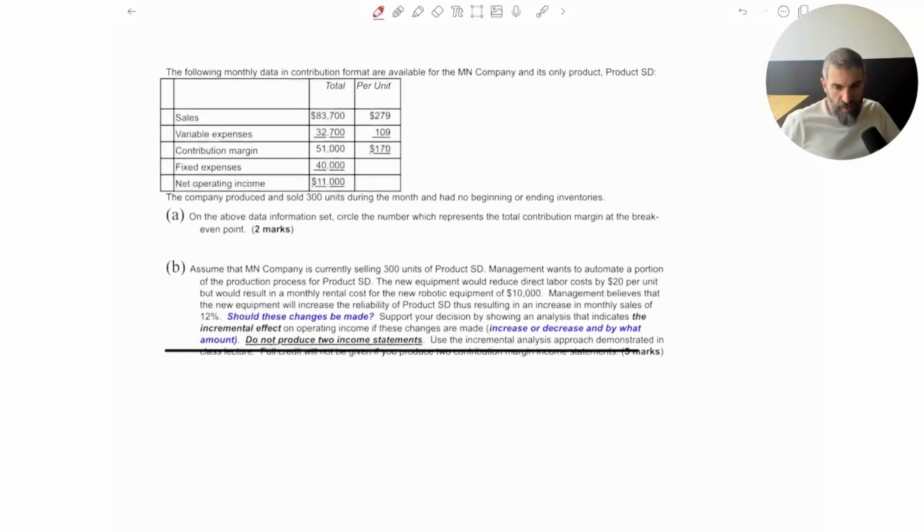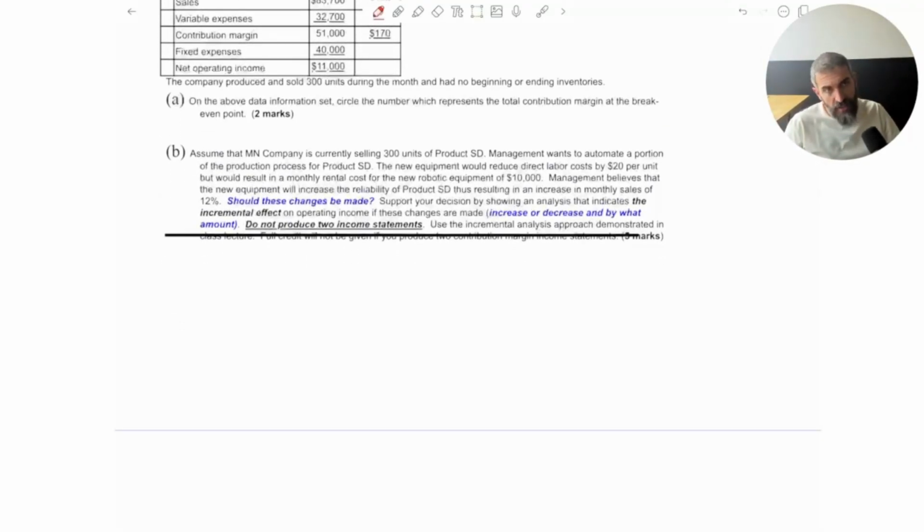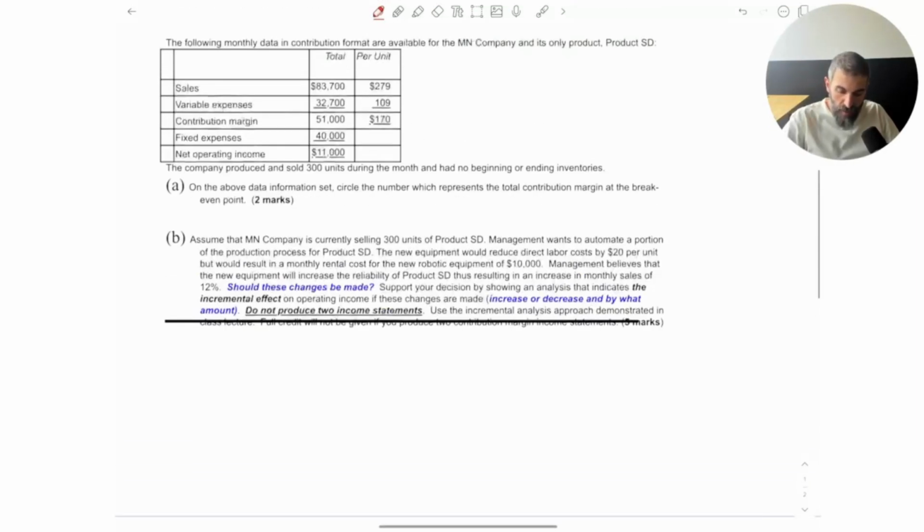Hey, so an incremental analysis is actually part of a different chapter, but I can show you very quickly. Incremental analysis is basically when you try and figure out the effect on profit by looking at every line separately. So in this question, sorry, I'm just reading it for the first time. Okay, you got your sales, your variable cost, your contribution margin here at the top, your fixed cost, and your profit. And we're selling 300 units.